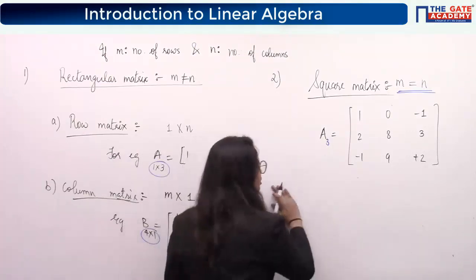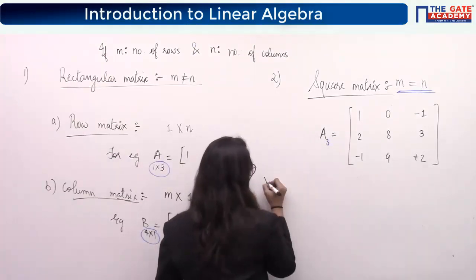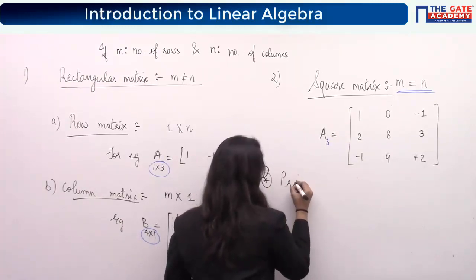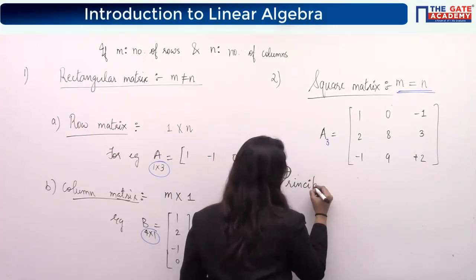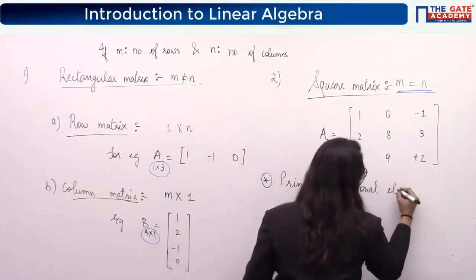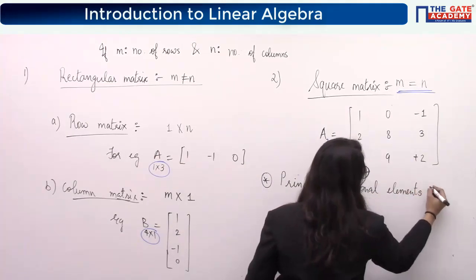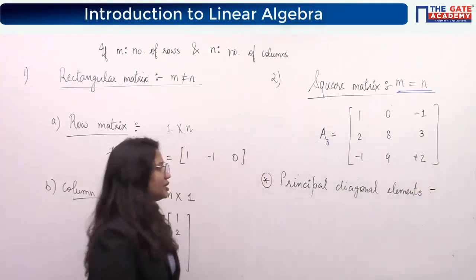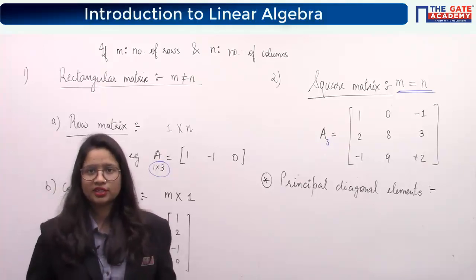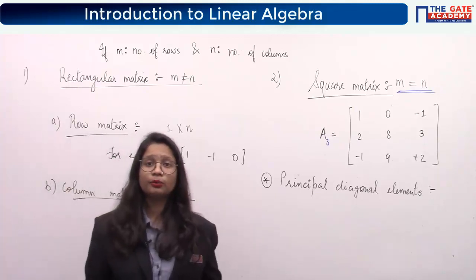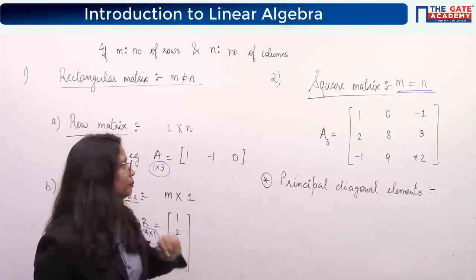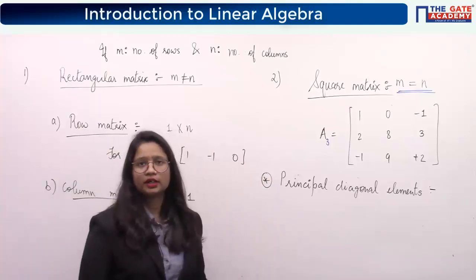Okay, now for square matrix, we have two most important terms. One term is known as principal diagonal elements. Okay, first term, let's discuss about what is this term. So before going on into principal diagonal elements, let's discuss about the diagonals of square matrix.